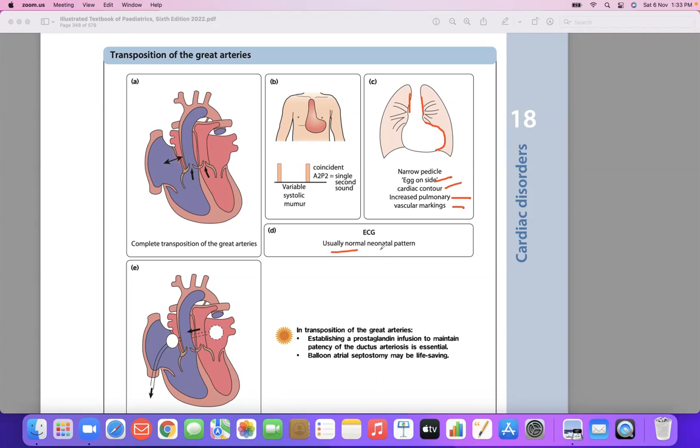ECG is usually normal neonatal pattern because it will present in the neonatal period immediately afterwards. You don't see any changes in the ECG. Mainly you can see the chest X-ray only. This is the narrow pedicle you have here, and you will have egg on side appearance, and you will have increased vascular markings.